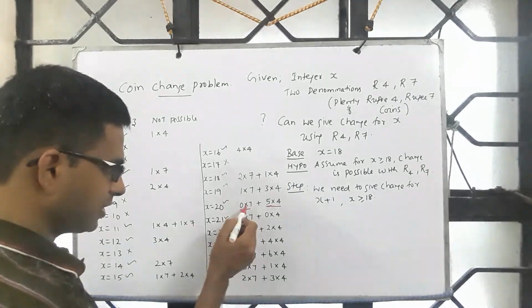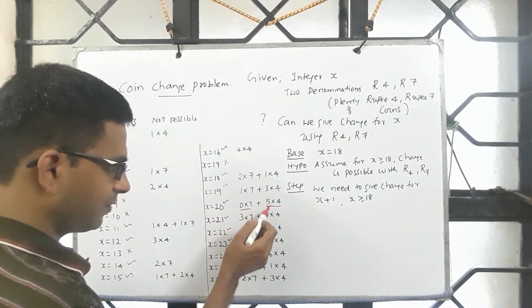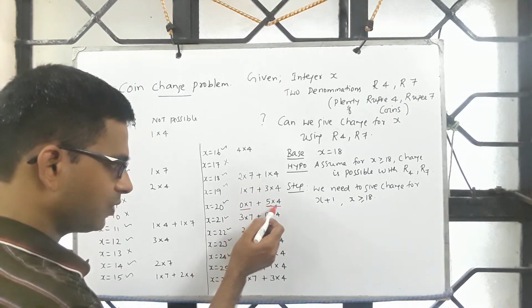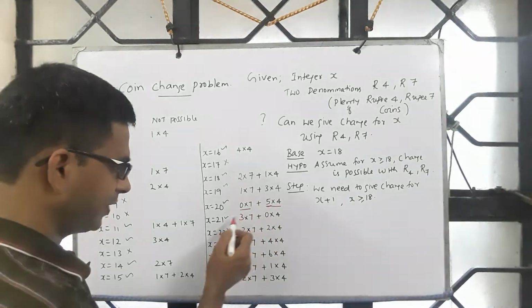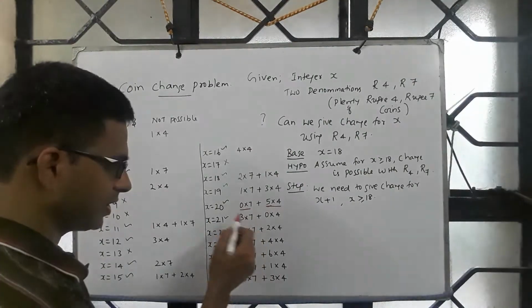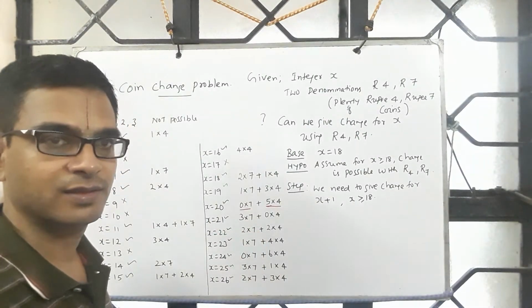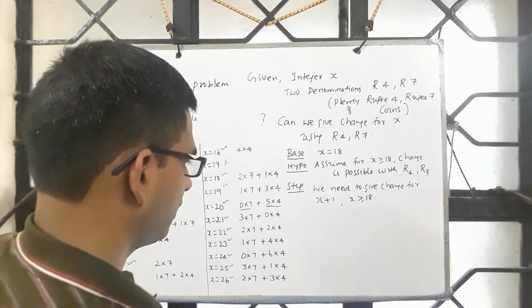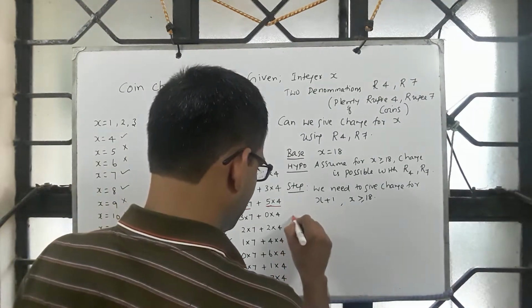And now from this, how do we move? You have 5 4s, you remove all of them, which is 20. 20 plus 1, 21. That 21 can be given using 3 7s. Correct? Okay. So case 1.